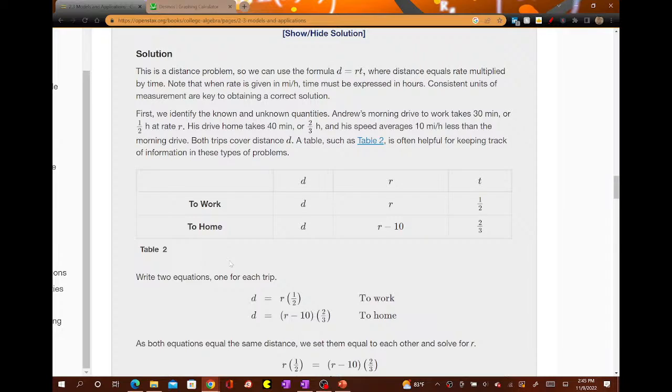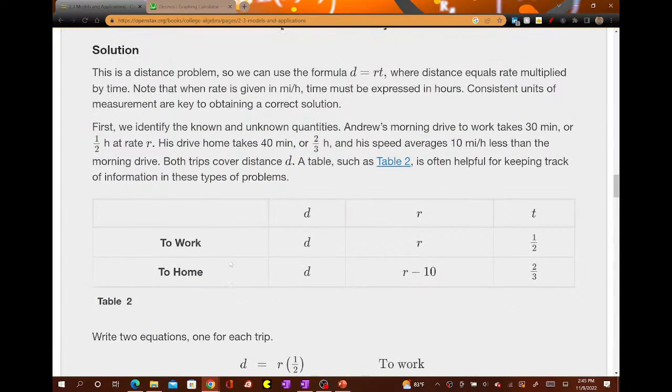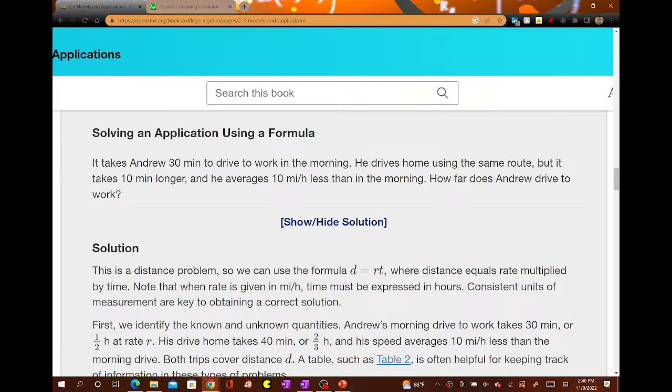Let's look at what they did. First, we identify the known and unknown quantities. So it says Andrew's morning drive to work takes 30 minutes, or one half an hour, right? He drives home using the same route, but it takes him 10 minutes longer. He averages 10 miles per hour less than in the morning.